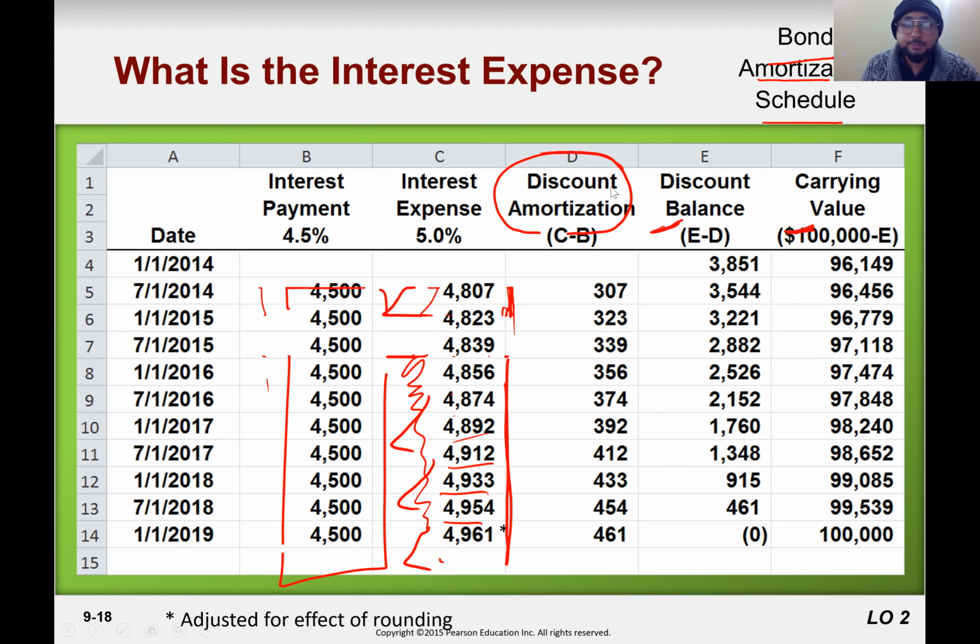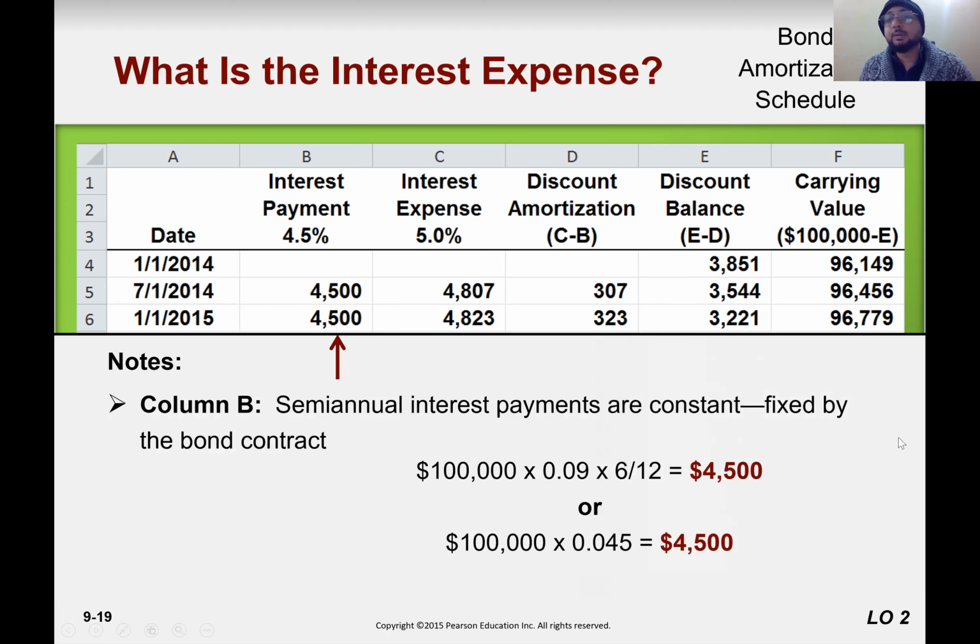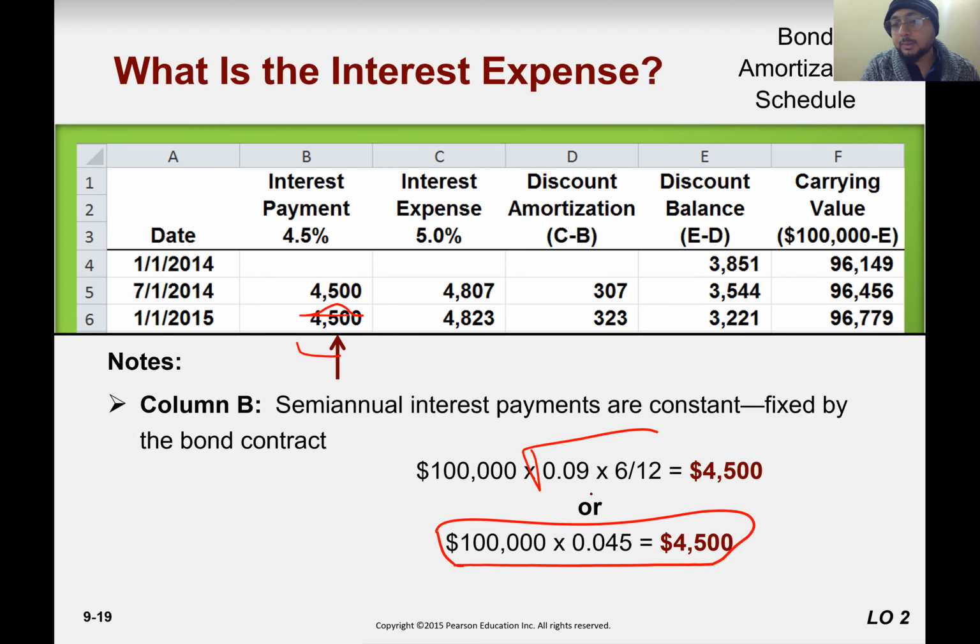So here we go. This is the 5-year schedule, right? Every year they have 2 payments. So this is all they mentioned. How did they calculate this 4,500? This 100,000 multiplied by 9%, multiplied by 6 by 12, or just multiply by 4.5%, or 0.045.